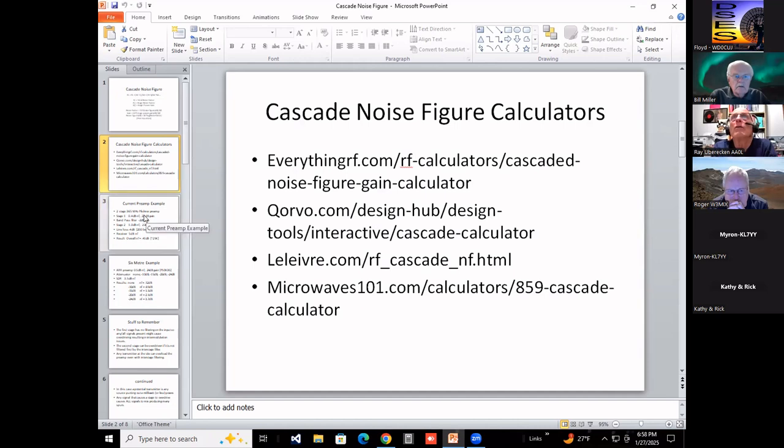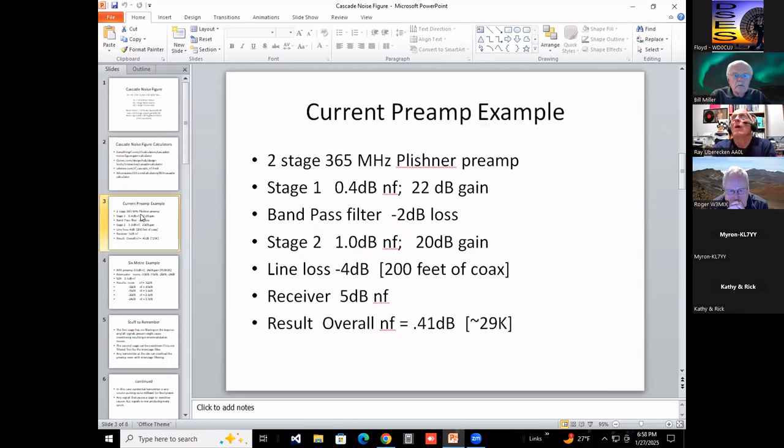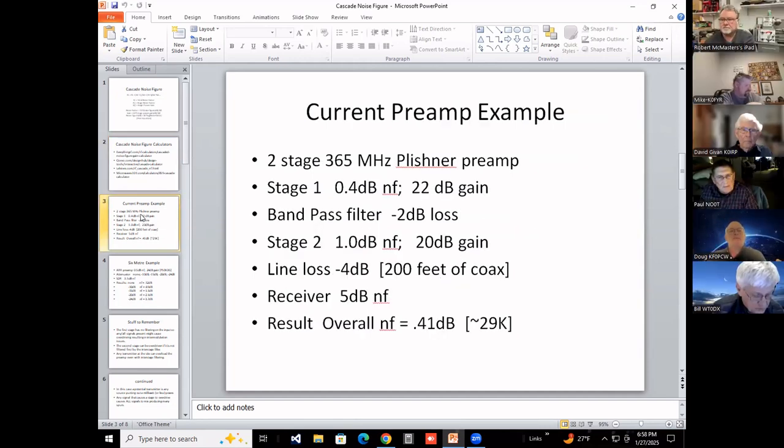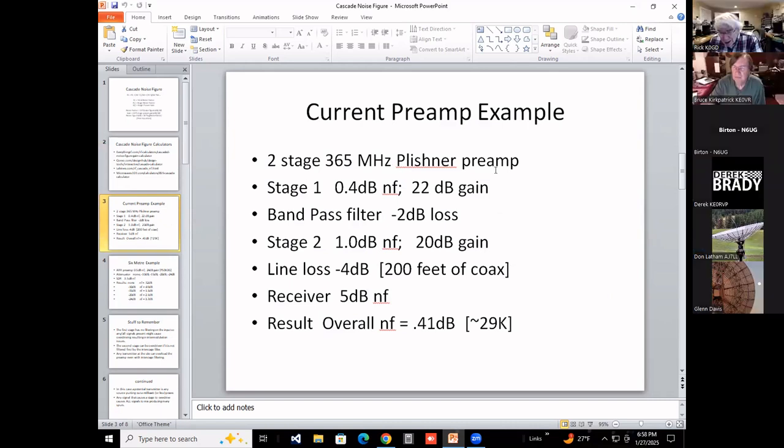Going down to the third slide then. So our current preamp example, we have a two-stage 365 megahertz preamp that resides right behind the 4-turn helix that I use right now, and that's on this frequency. The stage 1 is a Mini-Circuits amplifier with a 0.4 dB noise figure and 22 dB of gain.